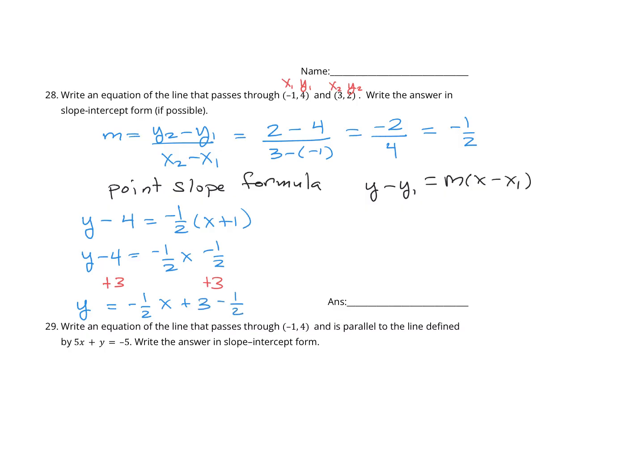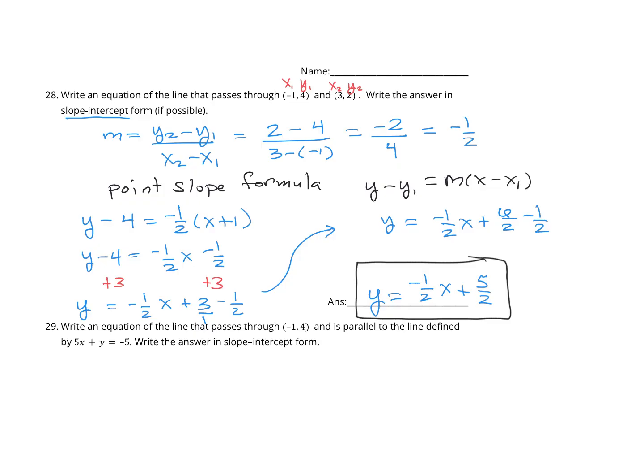We can rewrite that 4 as 8/2 by multiplying by 2 over 2. So y is equal to negative 1/2 x plus 8 over 2 minus 1 over 2. So y is equal to negative 1/2 x plus 7/2. All right, and again, they wanted this answer in slope-intercept form, that y equals mx plus b form that we want.